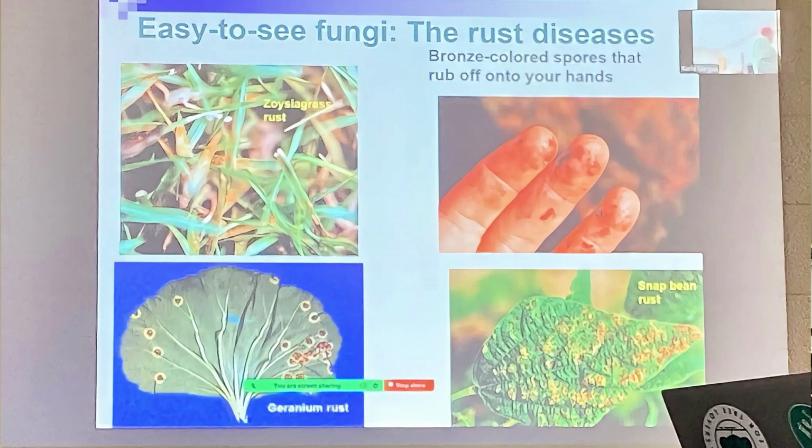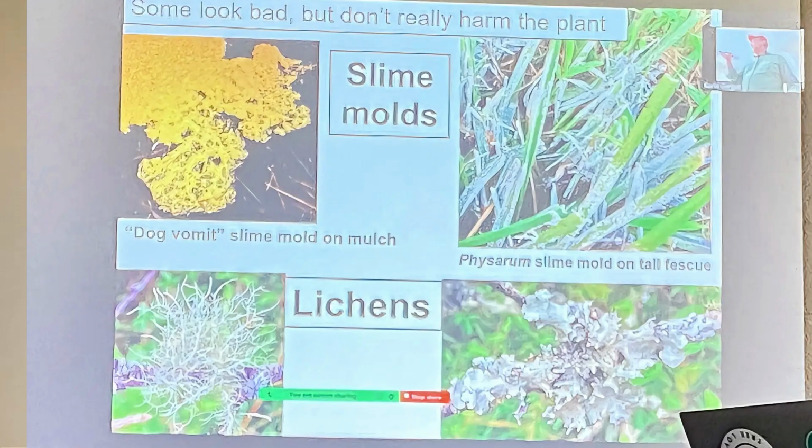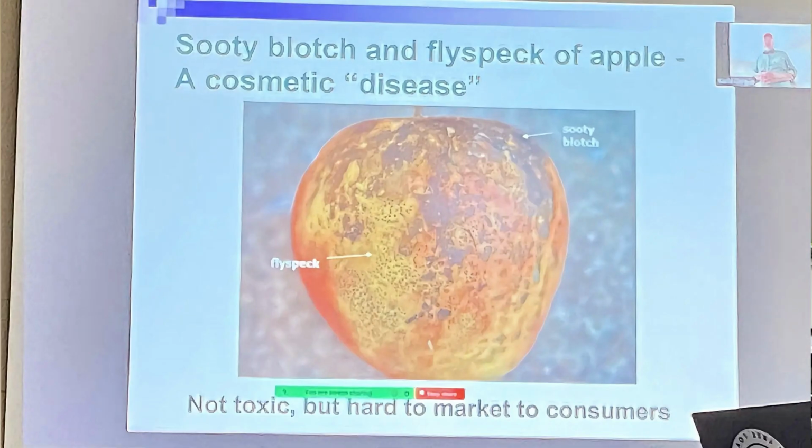And then we have rust diseases. They're bronze-colored spores that rub off onto your hands. You can see there. And this looks like cedar apple rust. And then we have slime molds. Some look bad but don't really harm the plant. And then there's dog vomit slime mold on mulch. And then there's lichens. Sooty blotch and fly speck of apple, a cosmetic disease. Not toxic but hard to market to the consumer.